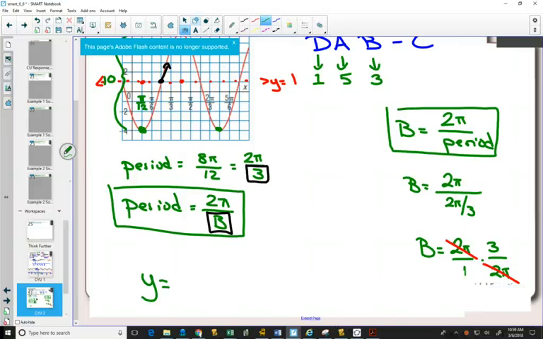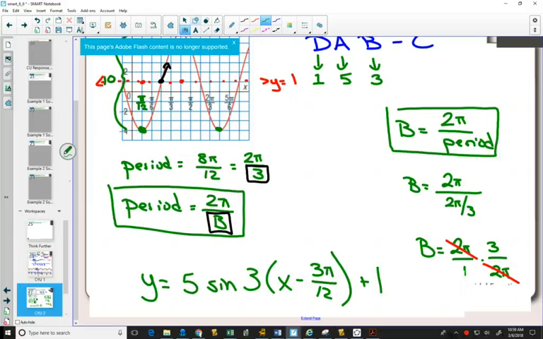Y equals, my amplitude is 5, sine, my b value is 3. And if I've moved 3 boxes to the right, those are 3 pi over 12s. And you could reduce that to pi over 4 if you wanted, plus 1. Now I'm going to put a little 1 beside this equation, because this is the first equation we're going to write.